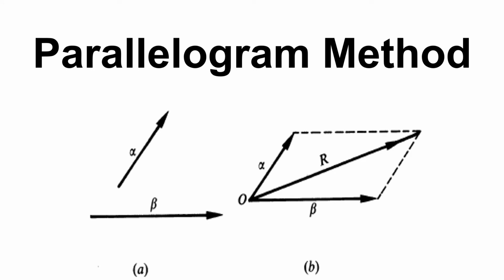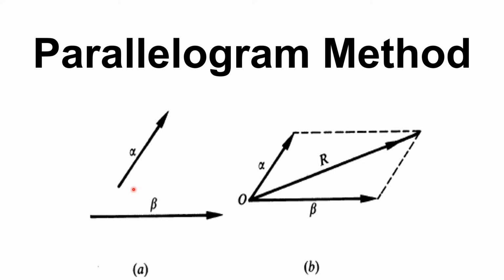In all other cases, the magnitude and direction of the resultant of two vectors is obtained by either of the following two methods: the parallelogram method and the triangle method. The first method is the parallelogram method. As you can see in this example, we have two vectors, alpha and beta.